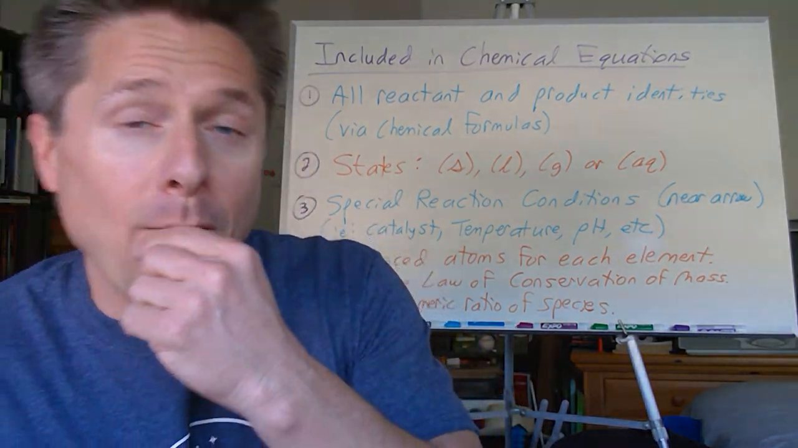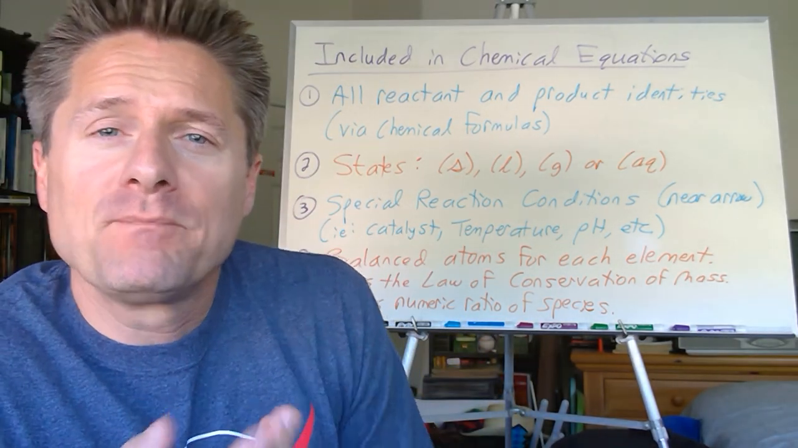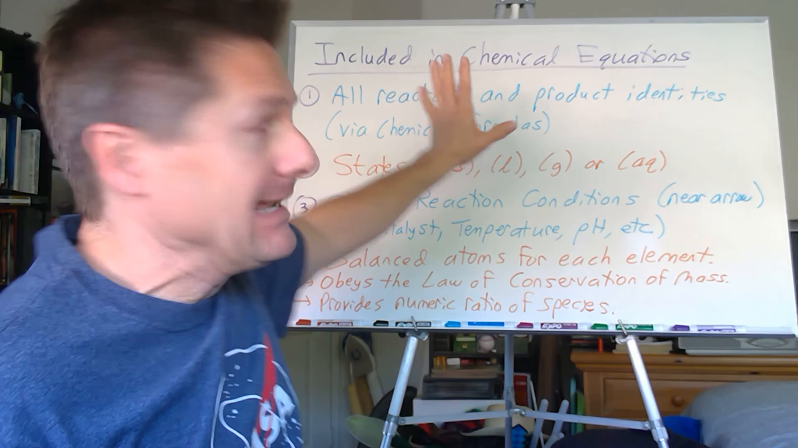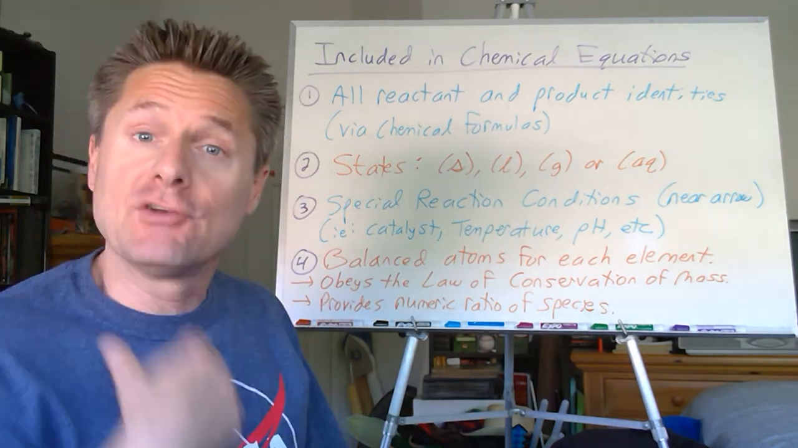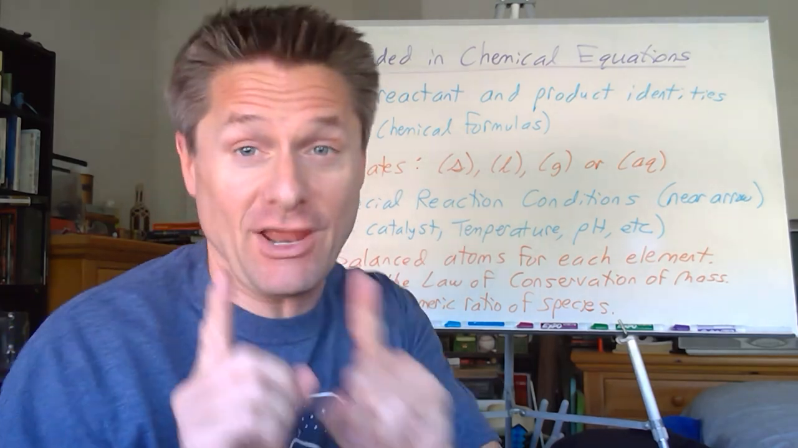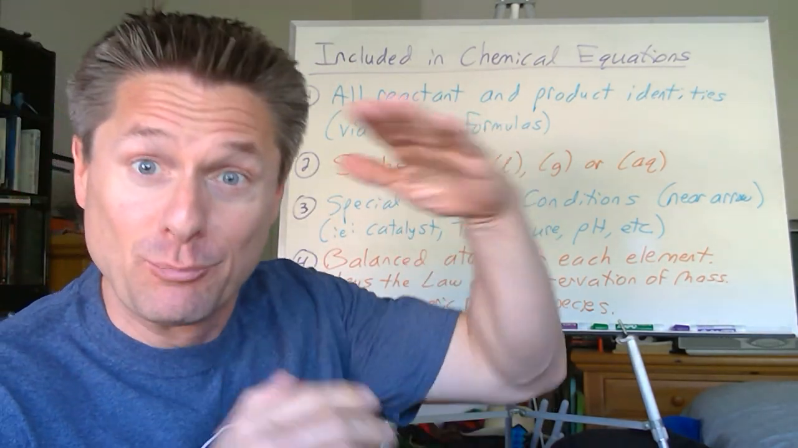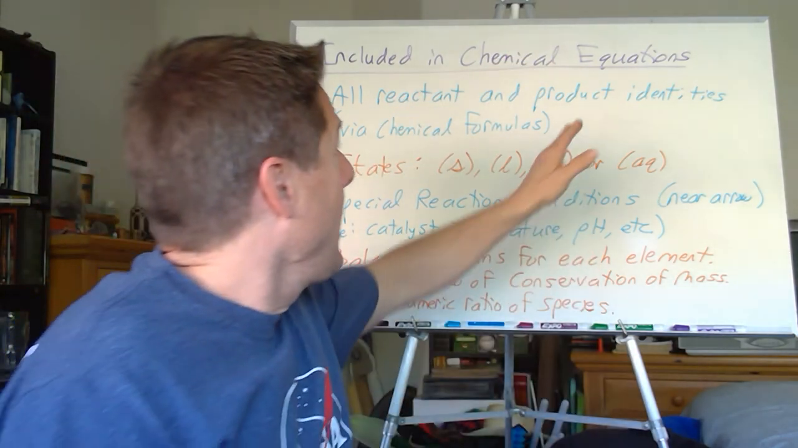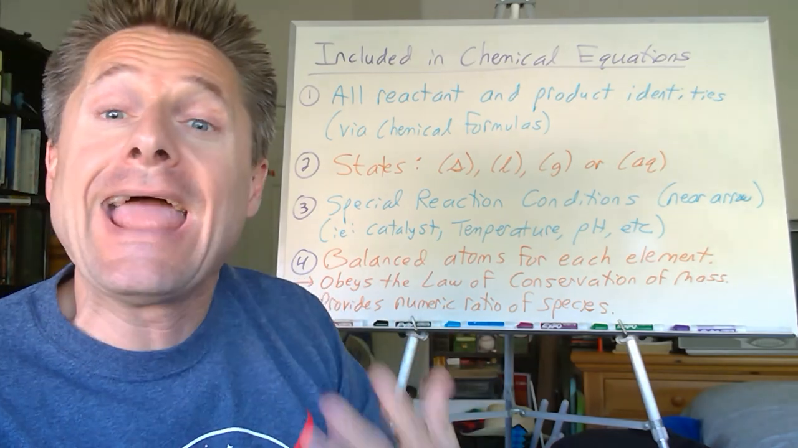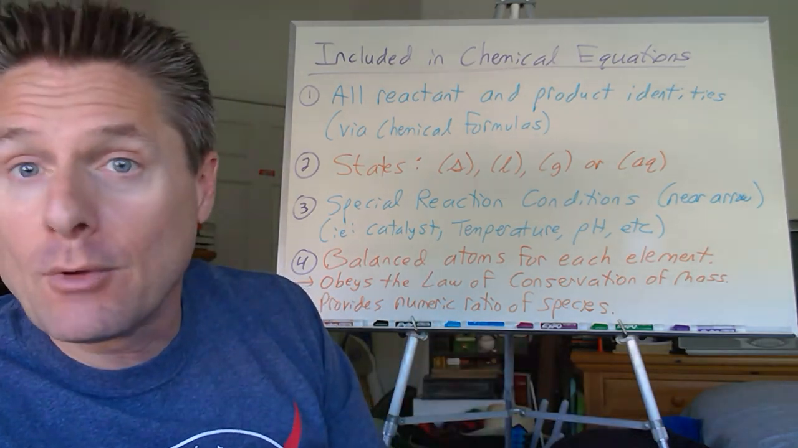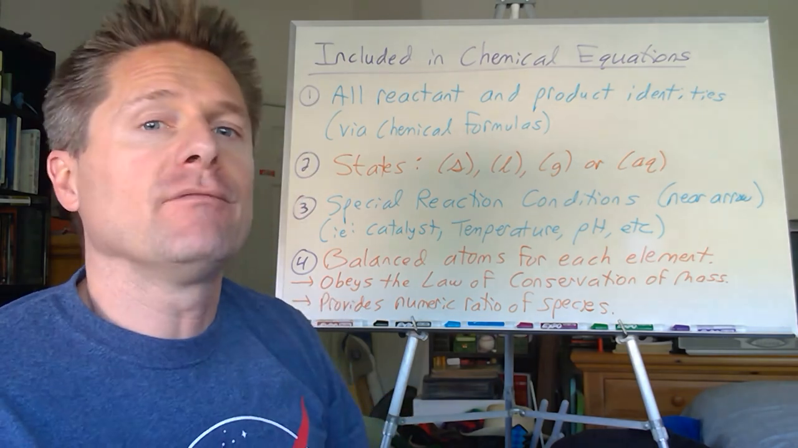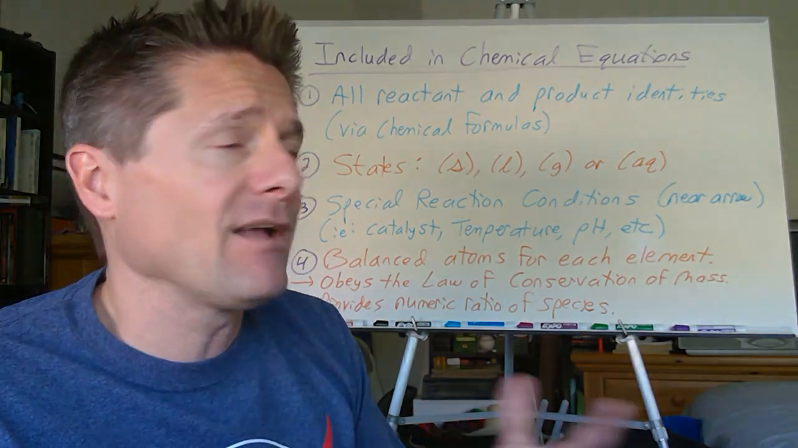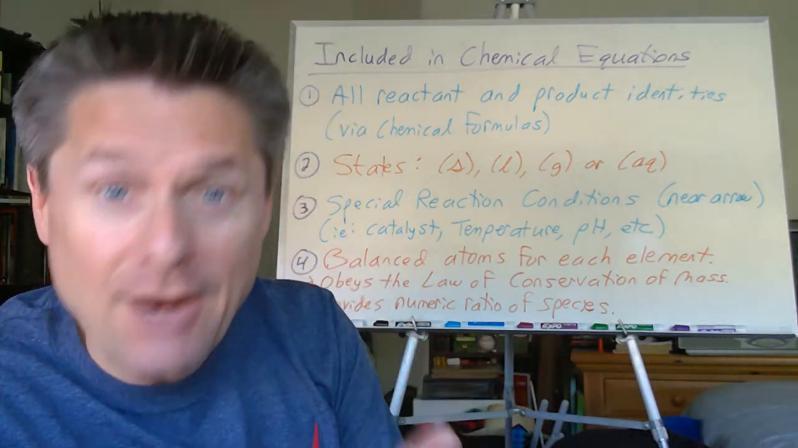When you are in lab or on an exam or homework and you're trying to represent a chemical reaction on paper via a chemical equation, here's what you need to include. Or if I give you one, here's information you can get from it. First and foremost, absolutely critical, and you pretty much have to go in this order: what are your reactant identities and what are your product identities, written as chemical formulas? So if you've got sodium chloride, glucose, lead(II) nitrate, ammonia or carbon dioxide, doesn't matter. Oxygen, is it diatomic or monatomic? You've got to write those down.